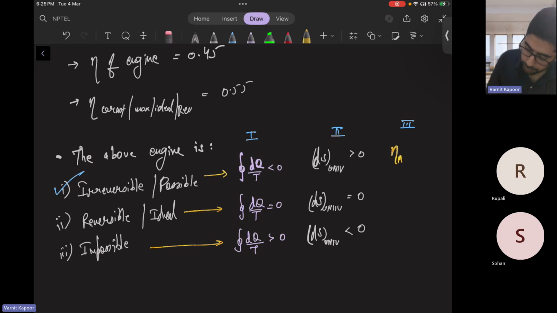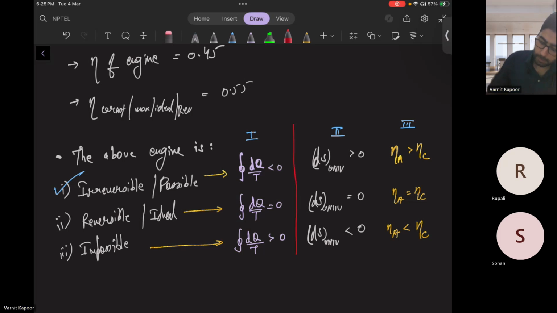Efficiency of actual is greater than efficiency of Carnot. Efficiency of actual is equal to efficiency of Carnot. And efficiency of actual is less than efficiency of Carnot, which is not possible. Okay, these are the three ways to get to the point of checking that the engine is reversible, irreversible, or whatever.